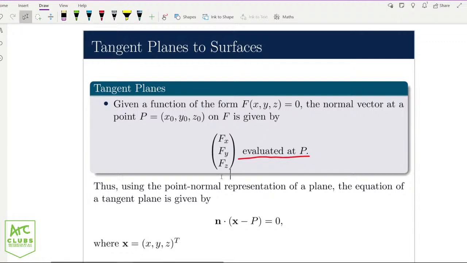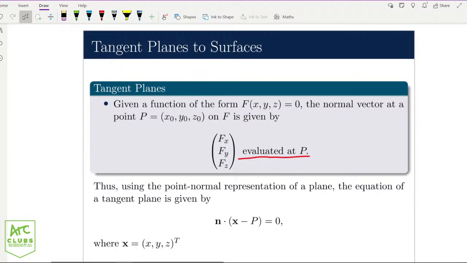Once we get this normal vector of the plane, we can use the point-normal representation of a plane, which, if you remember, is what we covered in Math 1131 and 1141, to find the equation of the tangent plane. We can do that with the dot product between the normal vector and x minus p, where x is the vector x, y, z, a point on the plane, and p is a point on the plane, given by x0, y0, and z0 in this particular scenario.